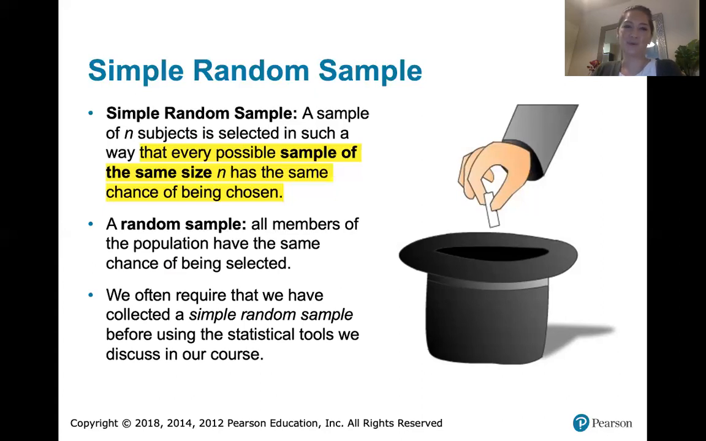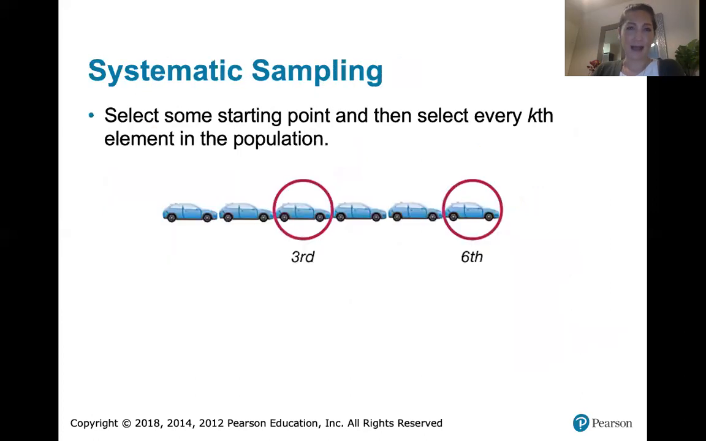Now, most of the time in this class, when we use statistical tools, we're going to require that we have a simple random sample. And sometimes we don't have a simple random sample, but we still treat it like we had a simple random sample. So you want to keep that in mind whenever you're using statistical tools. Now, there are other types of sampling that are done all the time, and I'll outline those for you now.